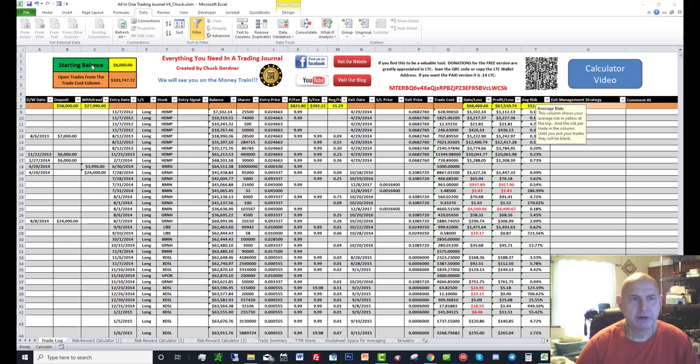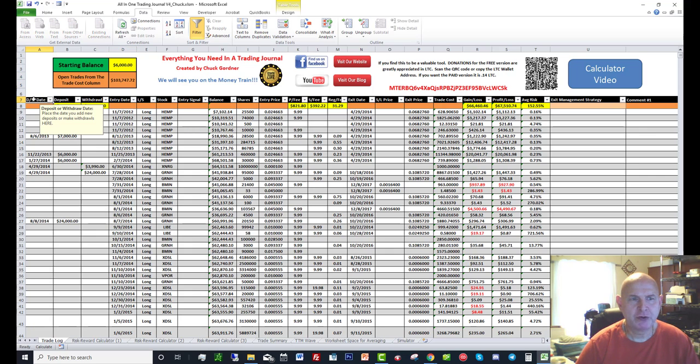In this trade log, you'll have a description for your starting balance. You'll place the amount you opened your account with here in this cell. This is a description of the open trades from the trade cost column. This is the amount of open trades you have from your trade cost column, and you're going to see that here. Each of these columns has a description at the top.